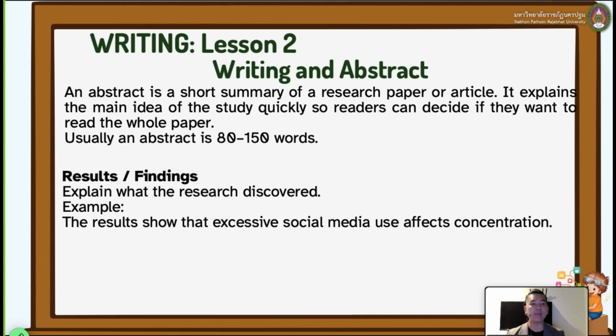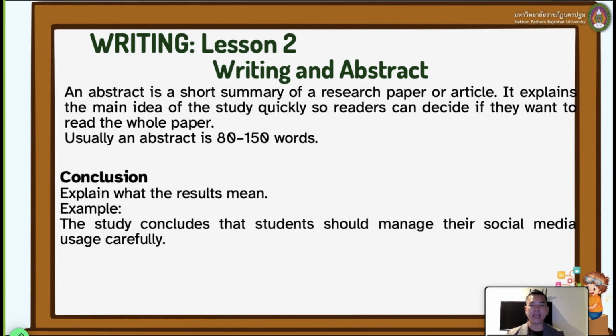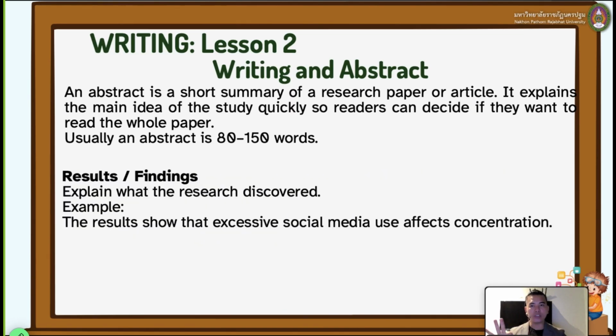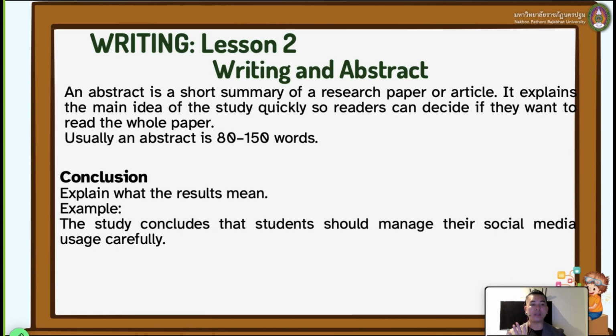You can add tables, data in that particular abstract? Oh, no, this is just an abstract. So just say the words, okay? No table for an abstract, okay? Conclusion is the last. Explain what the result means. The study, for example, concludes that students should manage their social media usage carefully. So again, we have the title, the aim, the method or approach, the results, and the conclusion. These five are important parts for writing an abstract in an article.